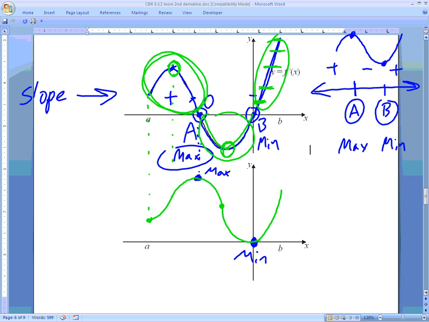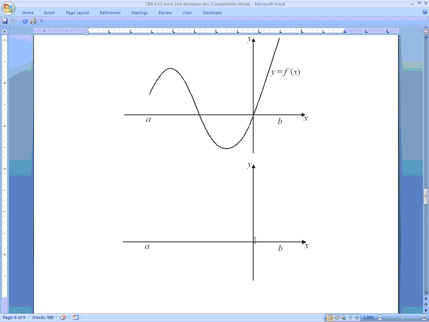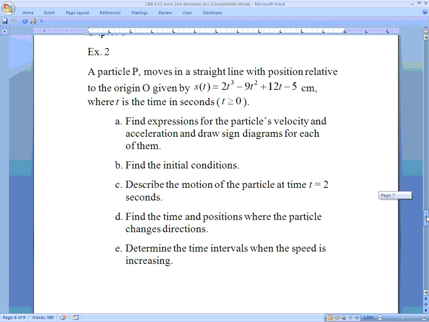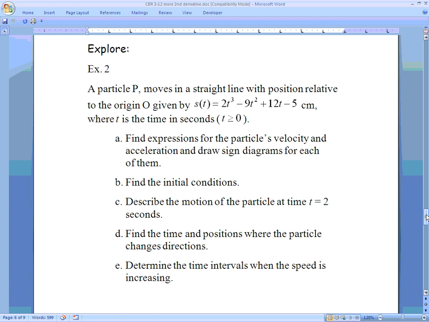That is converting a derivative graph into an original function graph. You may want to replay that and watch that a couple times or try it on your own. We'll look at some more examples like this next class. Now let's go to some regular applications of derivative and second derivative.